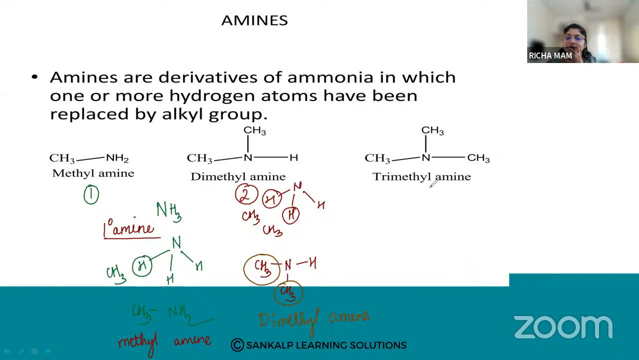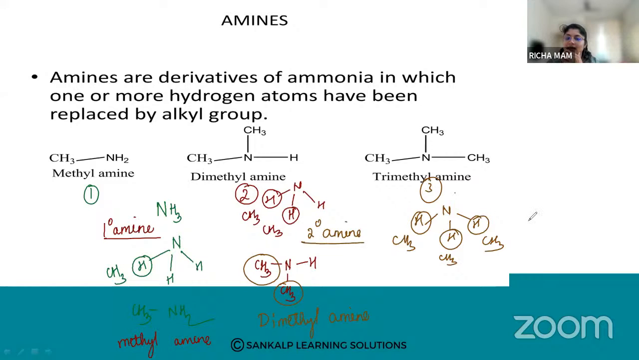Okay, now the third one. What is happening in the third one? Nitrogen is there, three hydrogens are there. All three hydrogens are replaced by your methyl groups. And this is a secondary amine, and the third one is a tertiary amine.